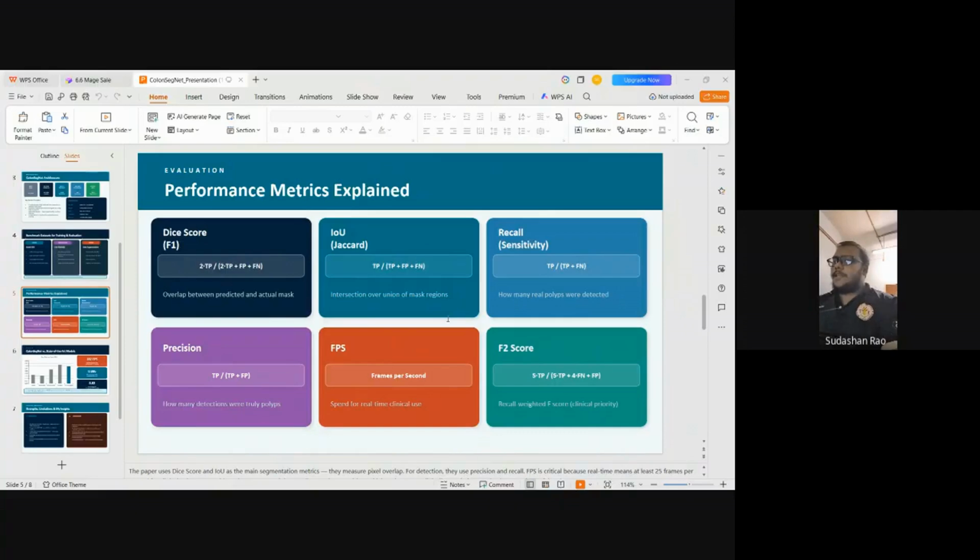Precision measures how many detections were correct. Recall measures how many real polyps were detected. The paper also used the F2 score, which weights recall more than precision. This is clinically important because missing a real polyp is worse than a false alarm. Finally, frames per second measures the real-time capability. At least 25 frames per second is needed for live colonoscopy video.